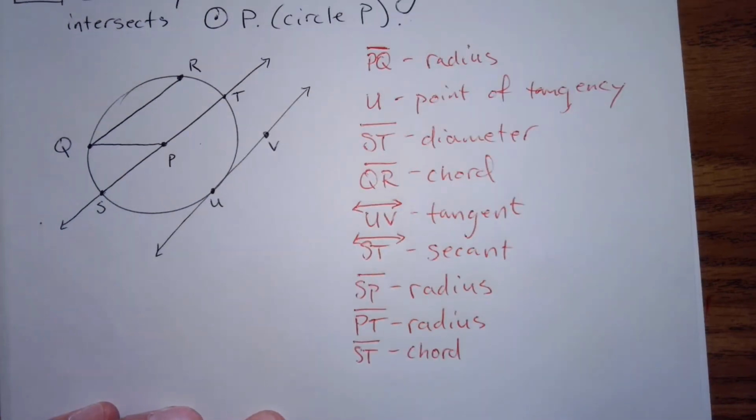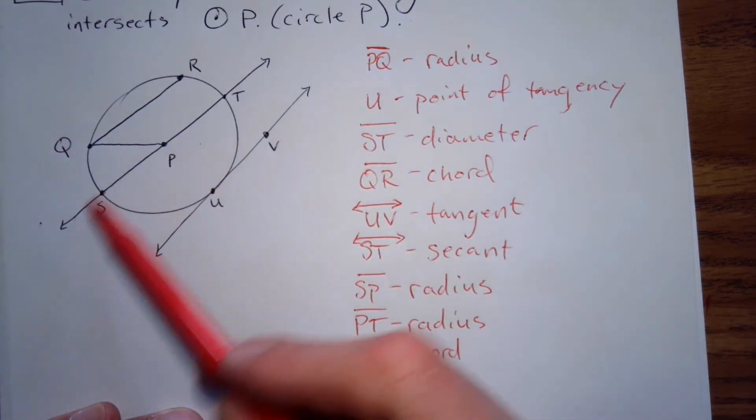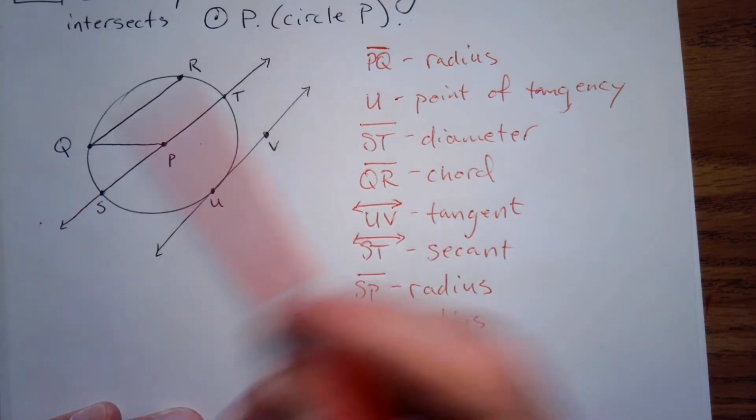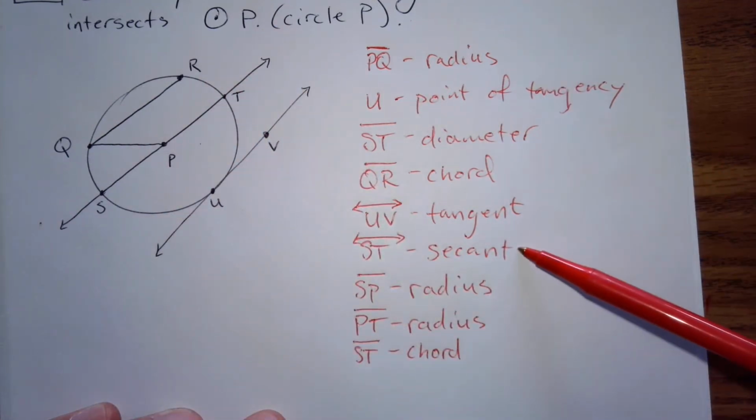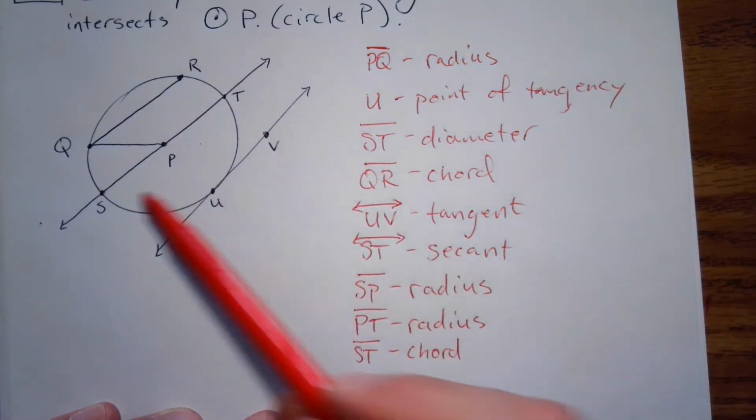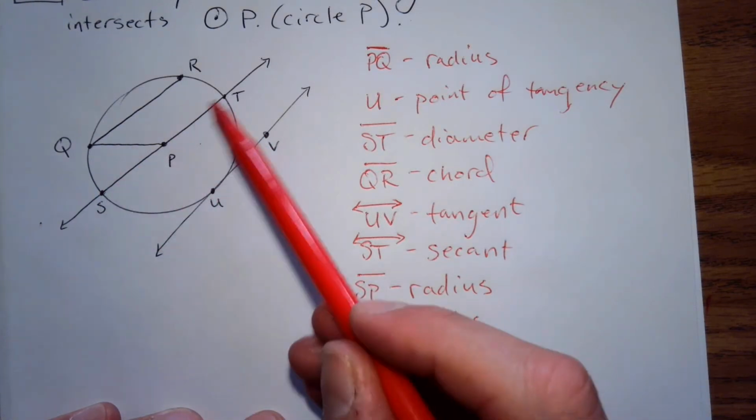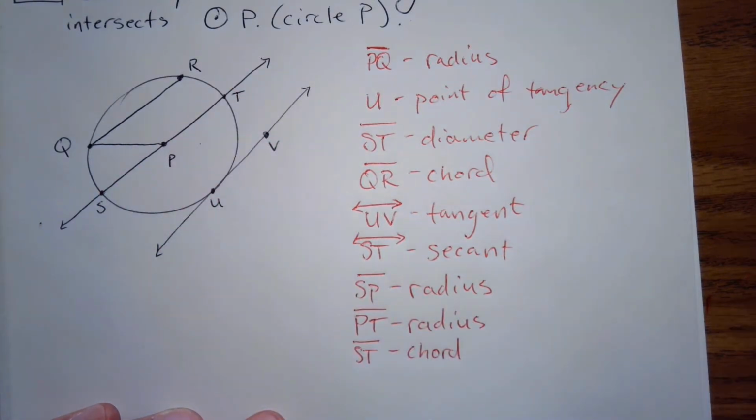I think that's maybe all of them. So depending on whether you're continuing it as a line, ST would be a secant line. That's what we have here. Or if you stop it and say, okay, from here to here, if you're just considering that segment, then yeah, that's a chord as well. So just be careful with that.